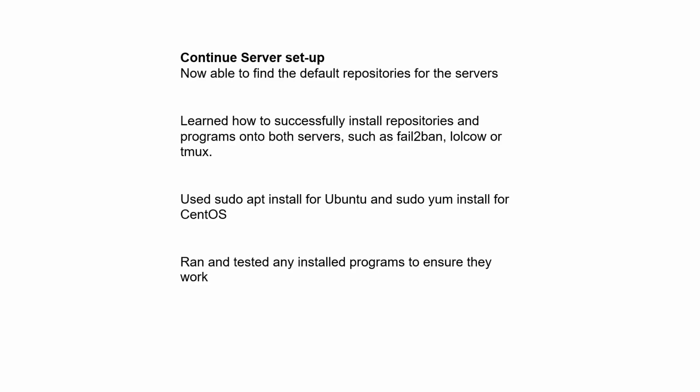I was also able to get the continued server setup done, which now lets me find the default repositories in the servers. I learned how to successfully install repositories and programs onto both servers, such as fail2ban, lolcow, or tmux, and a few more. To do so, I used the commands sudo apt install for the Ubuntu server and sudo yum install for CentOS. And I ran and tested the things that we installed to make sure that they worked.